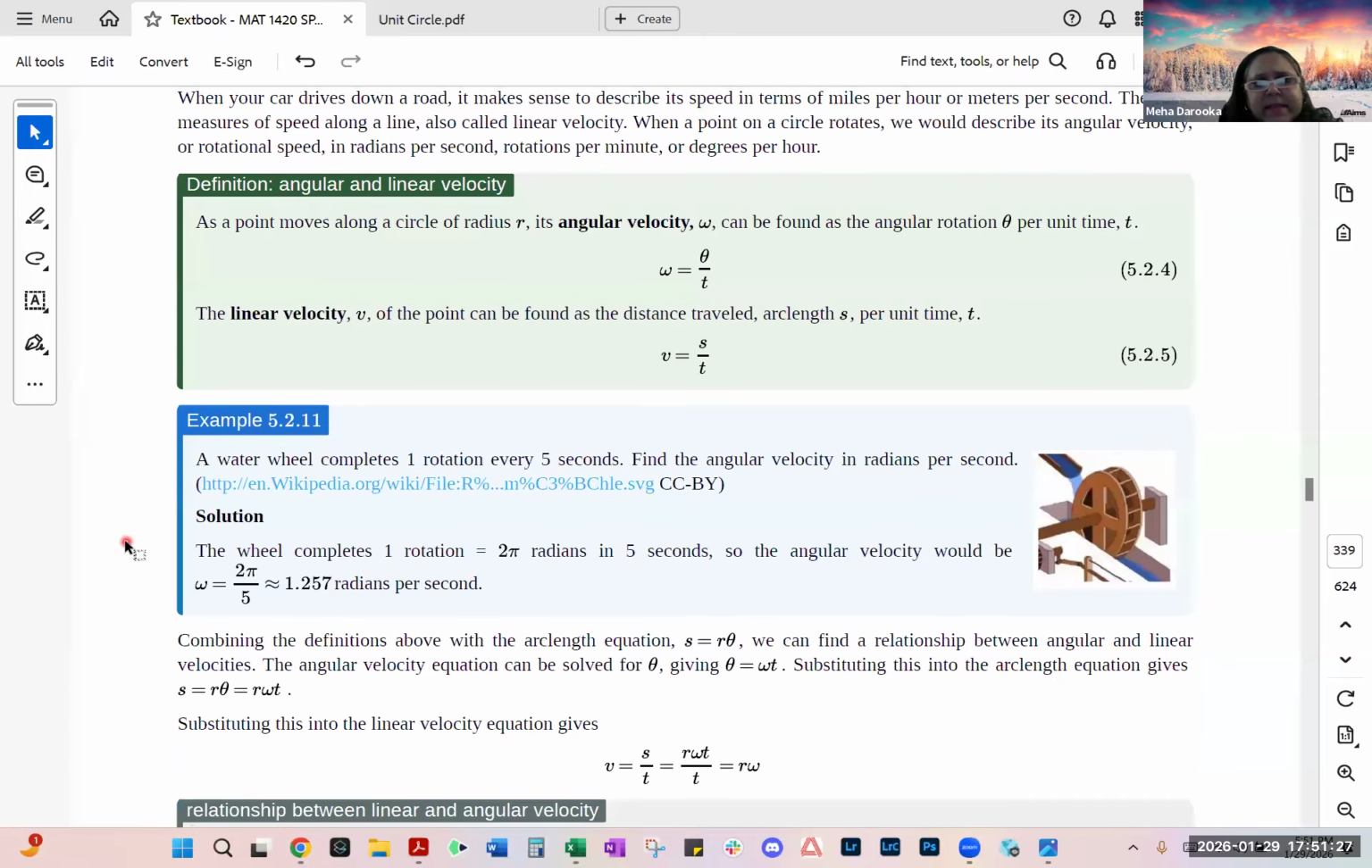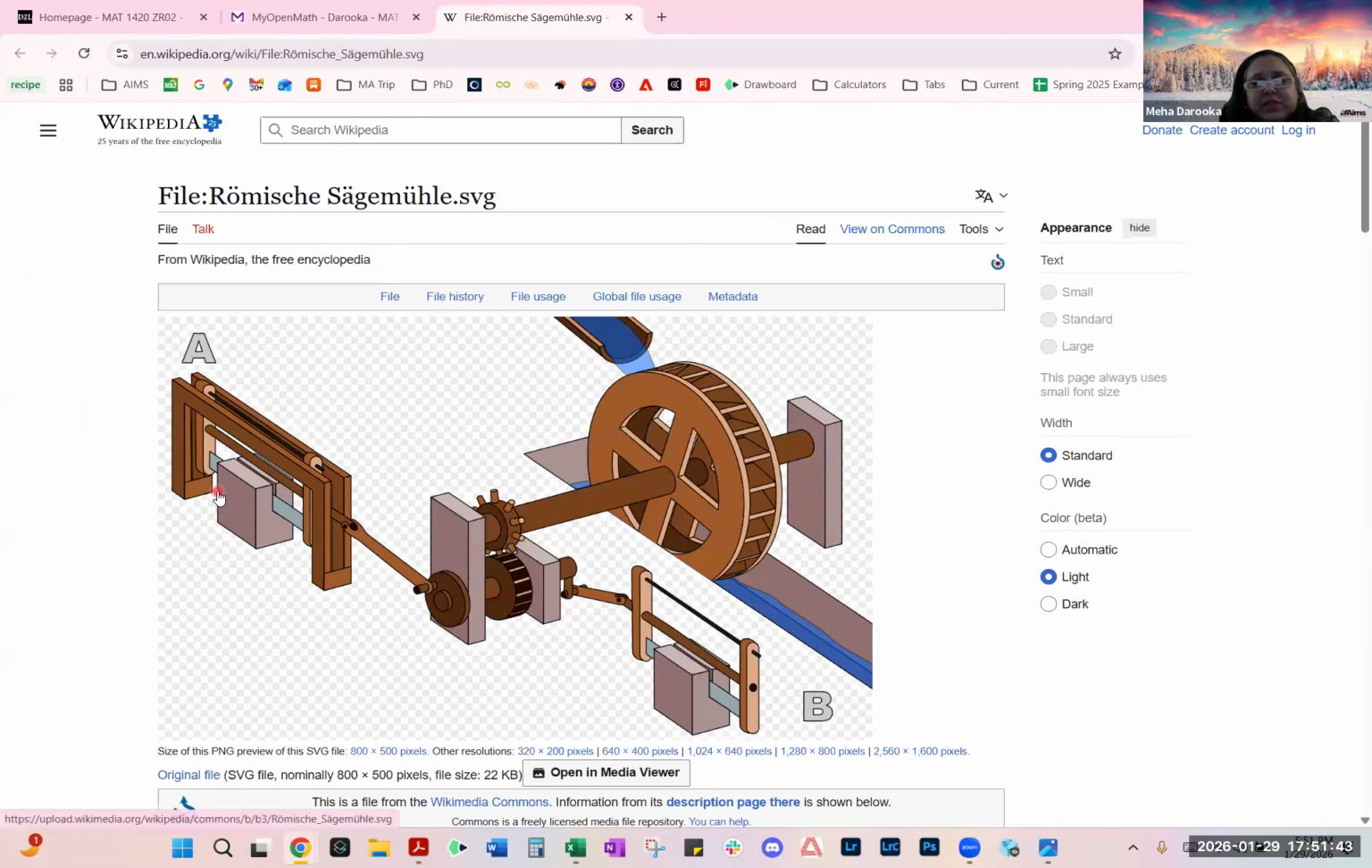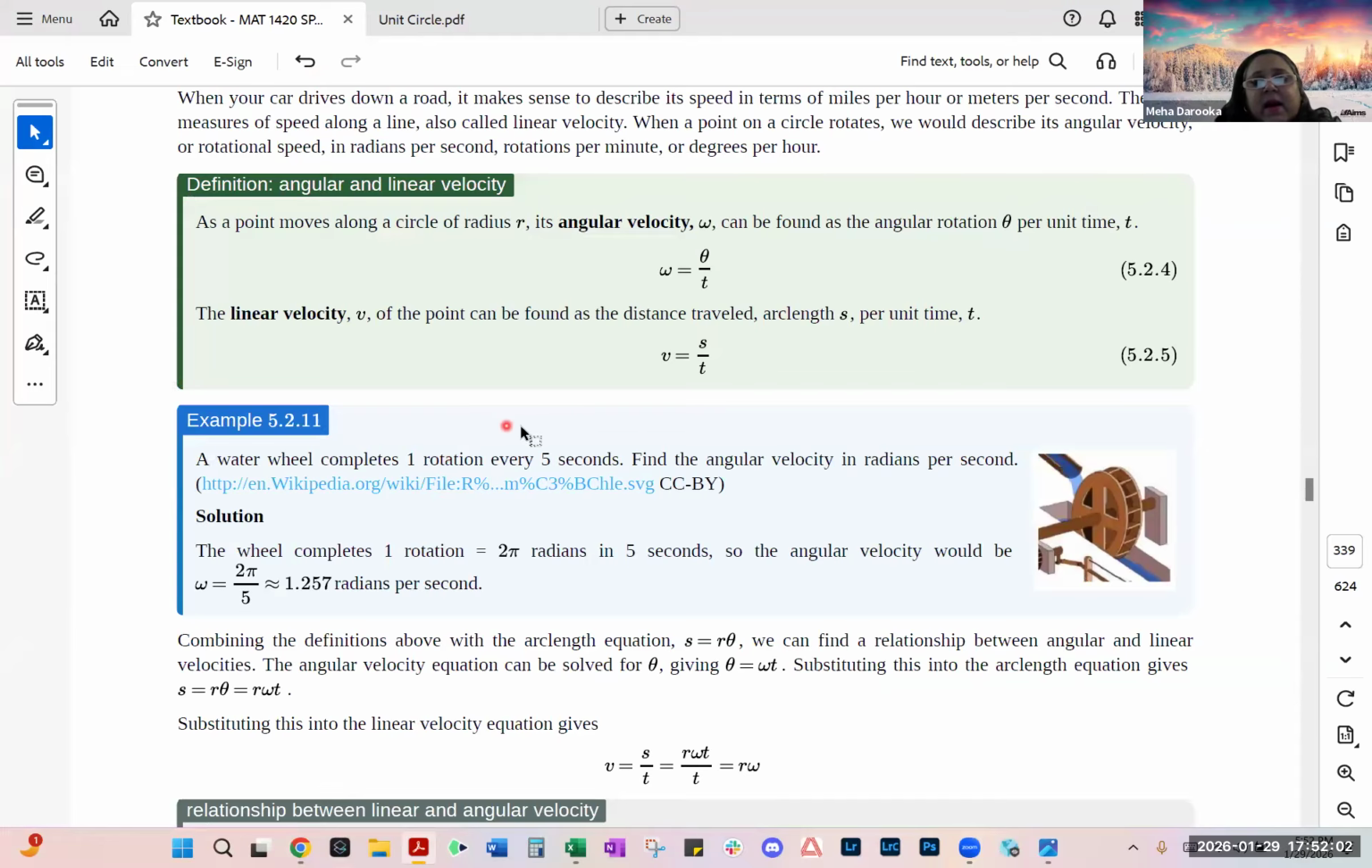So let's take a look at an example here. You can see we're talking about a water wheel that completes one rotation every 5 seconds. They're asking us to find the angular velocity in radians per second. If we click on this image, you can get the whole picture of the water wheel. The water makes the wheel turn, and based on that, you will have your gears and stuff moving.